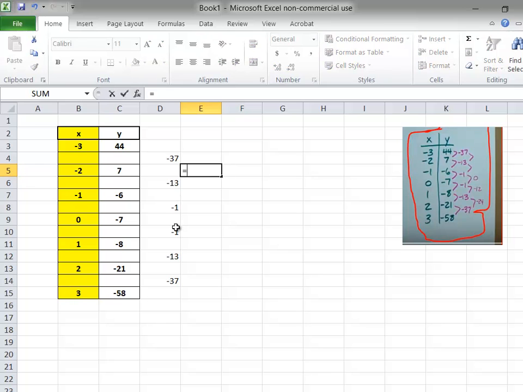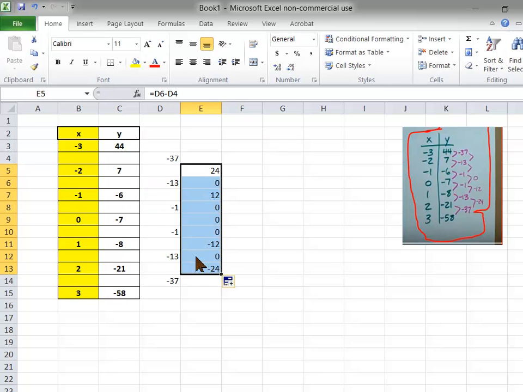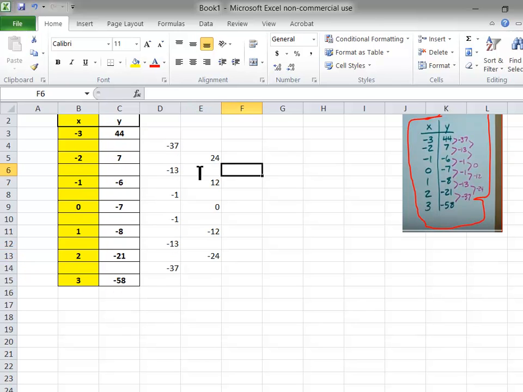Start with an equals. This one minus this one. And let's drag that down and see. Still not constant. Notice this 0 is a real 0. It's not just a filler. So it has to be in there. That's the 0 that fits in this gap. Still not constant, so let's do another one. Equals this one minus the one before it. Enter. Drag that down. And yeah, it looks like we got a constant difference of 12.